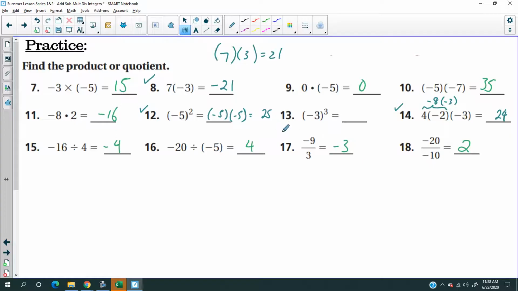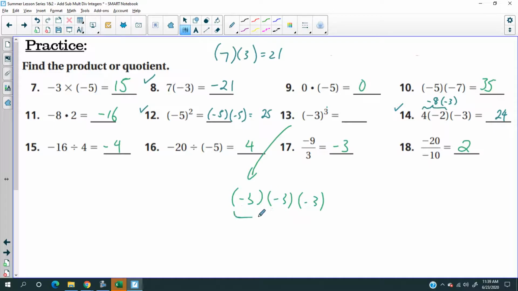The answers now. I left 13 alone on purpose because this is what 13 is. 13 means this, all right, and it would be a good idea for you to write it out. This is number 13. -3 times -3 times -3. A number, so you see the exponent of 3 here, right? That means the number multiplies by itself 3 times.